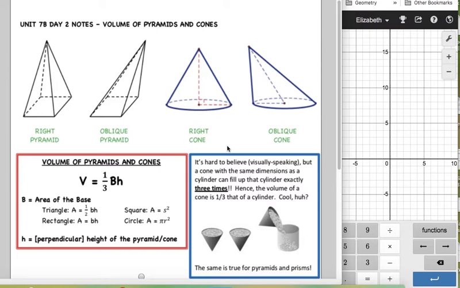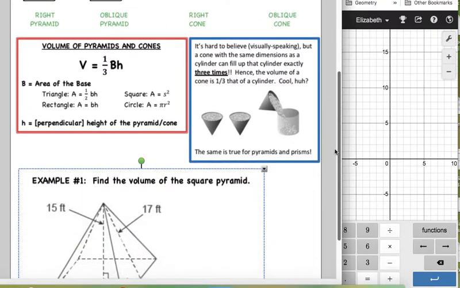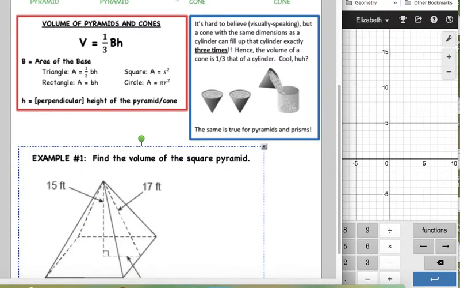Pyramids and cones. You could have right pyramids or oblique pyramids, again, just meaning how the shape of the figure is, whether it's slanted or normal. You're going to use the same formula no matter which one you have. Same for right cones and oblique cones. The volume formula is 1/3 the area of the base times the height.